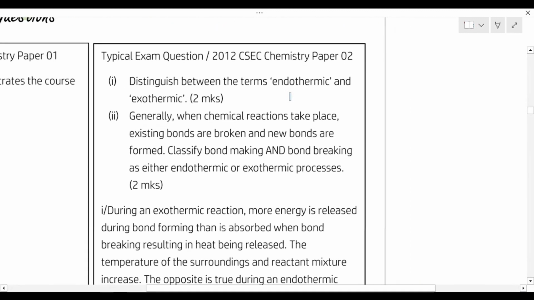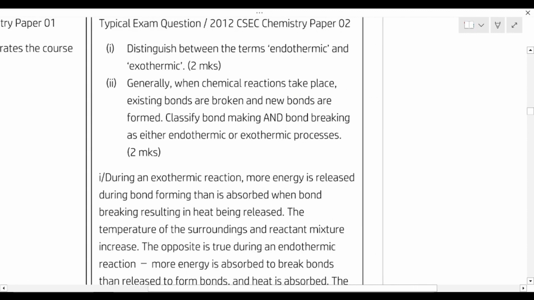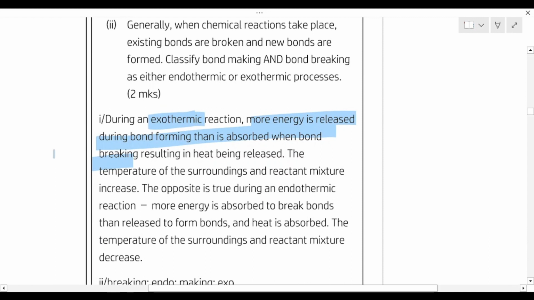Easy 4 marks. So distinguishing between endothermic and exothermic, during an exothermic reaction, more energy is released during bond forming than is absorbed when bond breaking, and therefore heat is released. Therefore, the temperature of the surroundings and the reactant mixture increase. And the very opposite for endothermic, more energy is absorbed to break bonds than is released to form bonds, and therefore heat is absorbed, which means that the temperature of the surroundings and the reactant mixture decrease. That is more than enough for the 2 marks.